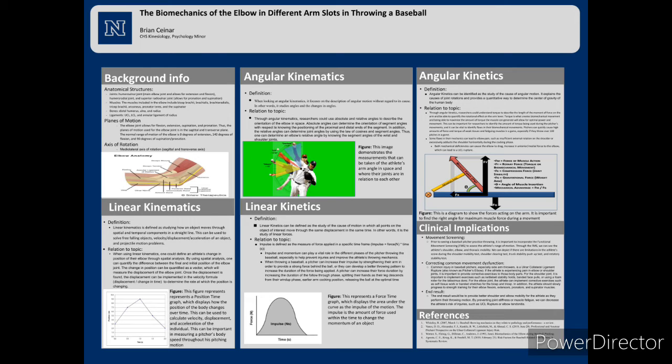With that in mind, we can move on to angular kinetics, which can be identified as the study of the cause of angular motion. It explains the causes of joint rotations and provides a quantitative way to determine the center of gravity of the human body. To understand this, it's important to implement torque into studying it. Torque can be used to describe the length of the moment of force of the arm, and to quantify the rotational effect of the arm lever.